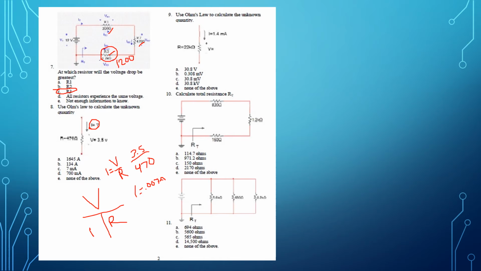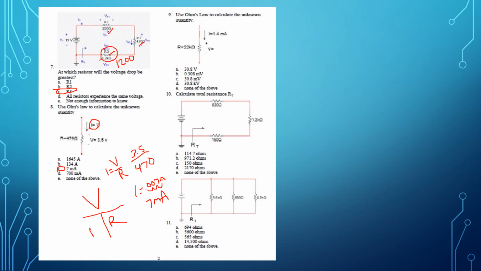Now, 0.007 amps is not an option, so you need to convert this, and it looks like it's going to be one of these two for milliamps. So milli, remember you're moving the decimal place 3 points. 1, 2, 3. So that's going to equal 7 milliamps. So number 8 is C.